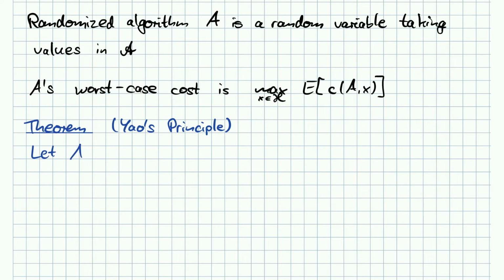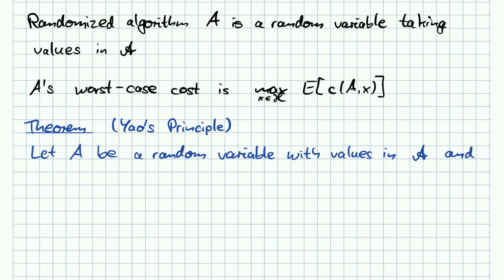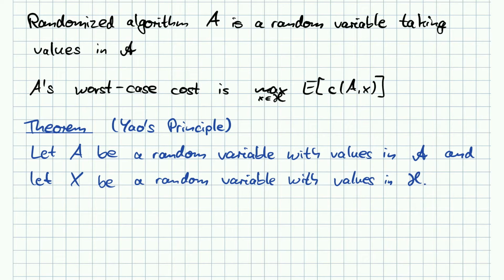We let capital A, as before, be a random variable with values in script A, and we let capital X be a random variable with values in script X. Then we have the following.